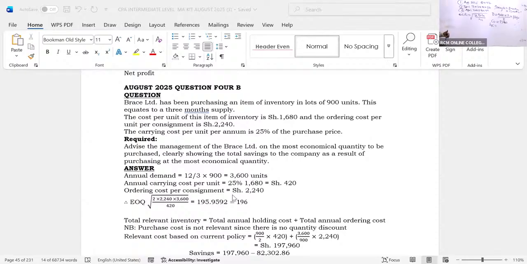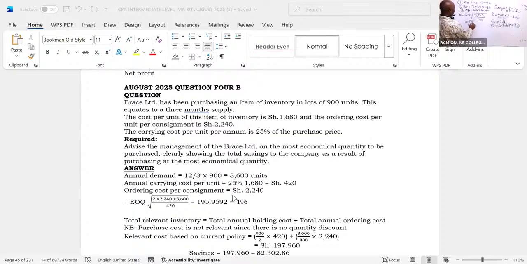So they said carrying cost. You see, carrying cost is the same as holding cost. So it is 25% of the price of each unit. And the price for each unit is 1680. So this gives me 420. So now you can come and substitute here.